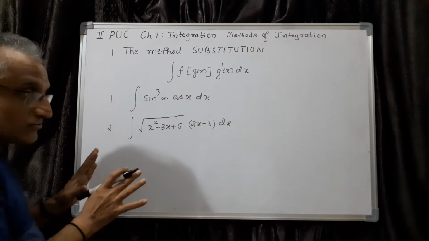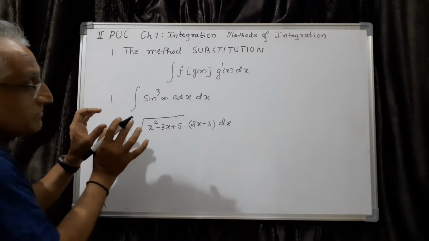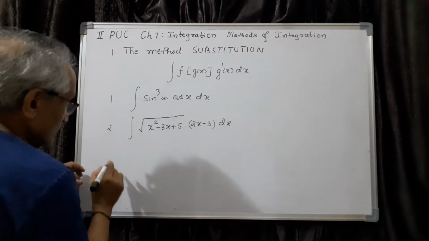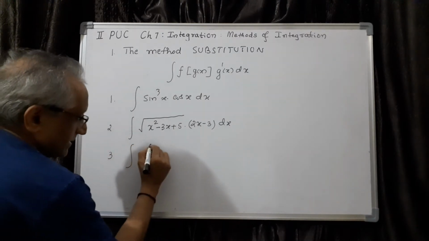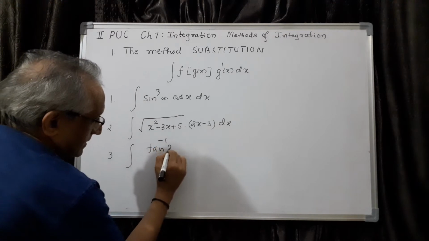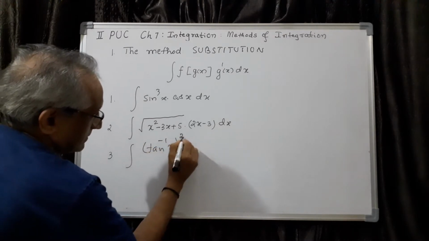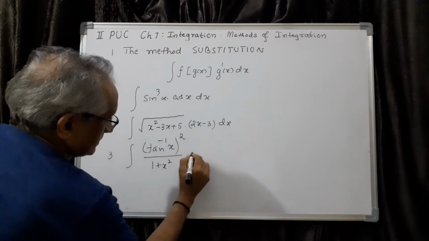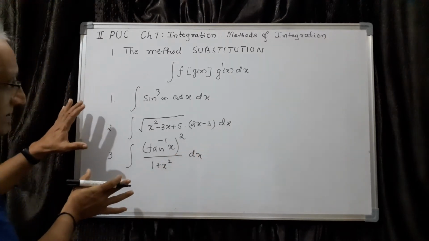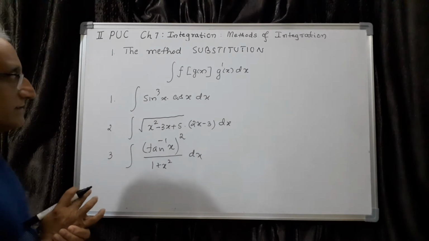First thing what you have to do is you have to identify the composite function and the g dash x. So that is the idea actually. The third one is, for example, say tan inverse x square divided by 1 plus x square dx. So with the help of these three, let us try to understand this.